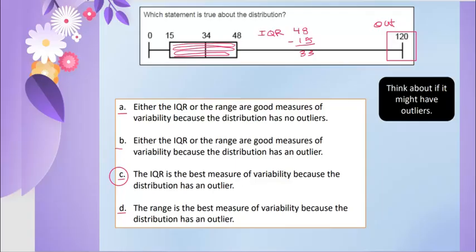What would happen if we didn't have any outliers? If we took that outlier away, we would have more of a bell curve, a normal curve. Right now, it's like this. So it's skewed to the right. So I hope you got that one correct.